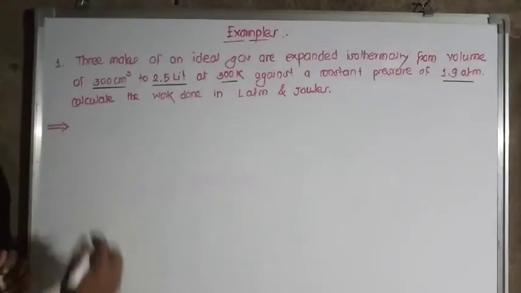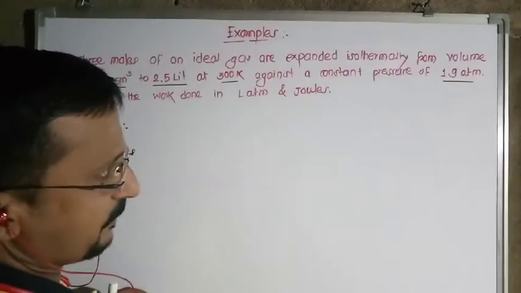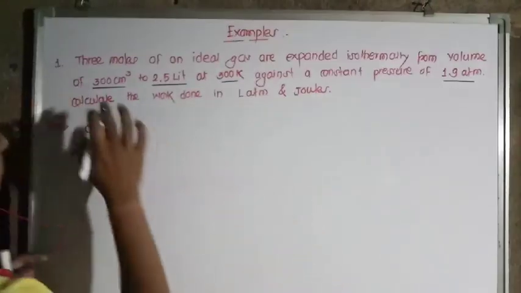For that purpose, first we have to write the given data. From this example, first you have to write the given data. 3 moles of an ideal gas. In the sense, the number of moles n is given, there are 3 moles. The ideal gas is expanded isothermally, which means temperature is constant, from volume 300 cm cube to 2.5 liter.